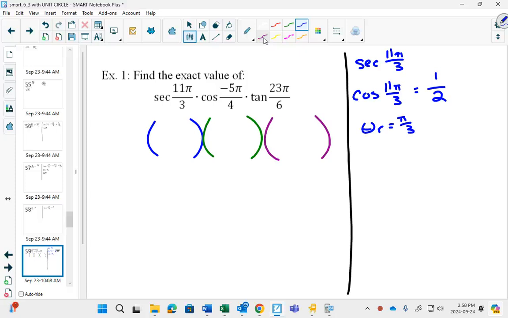So if I know sine of pi over 6 is a half, then I know cos of pi over 6 isn't a half. Which means that sine of pi over 3 can't be a half, which means cos of pi over 3 has to be the half.